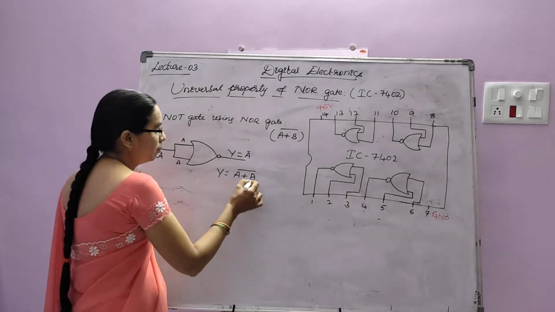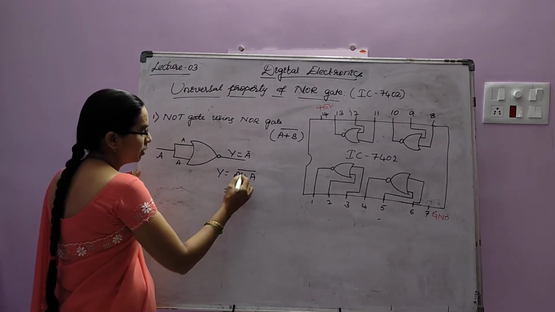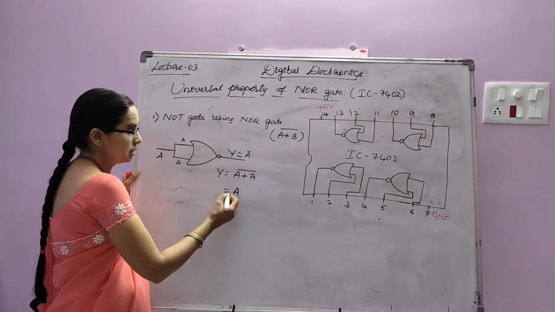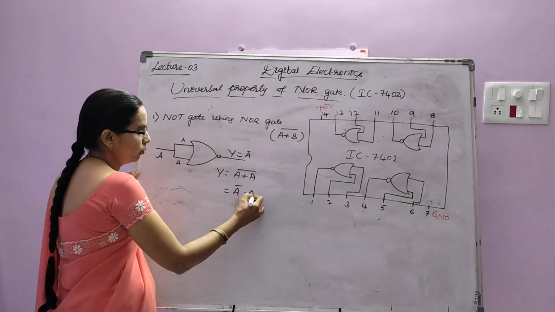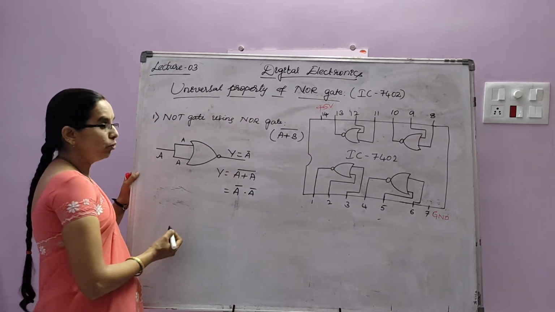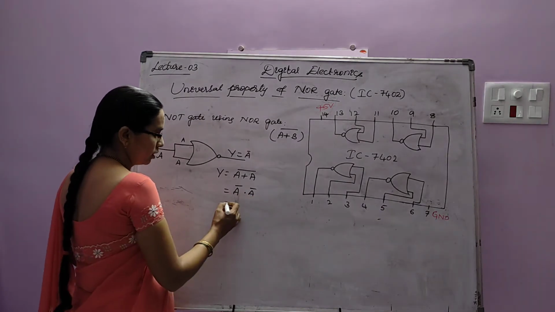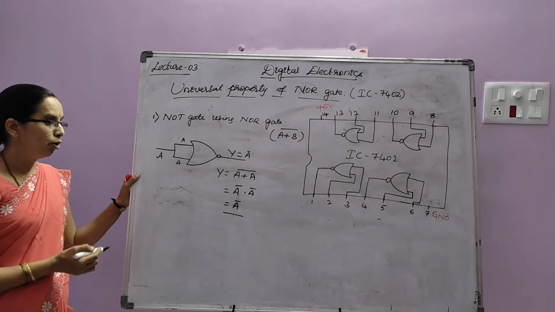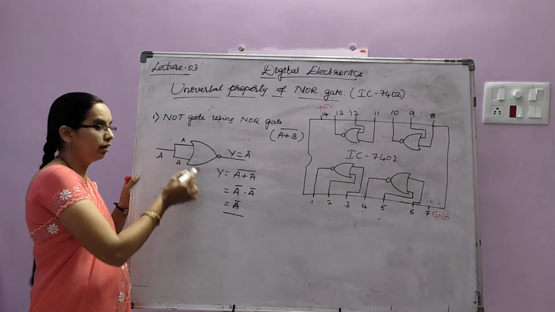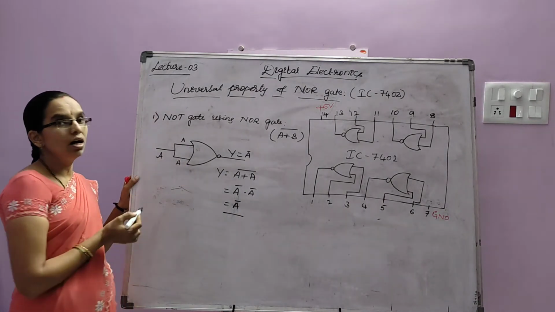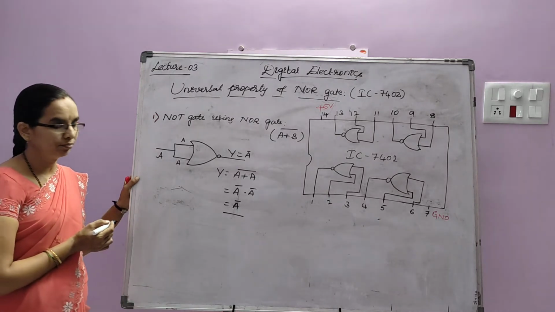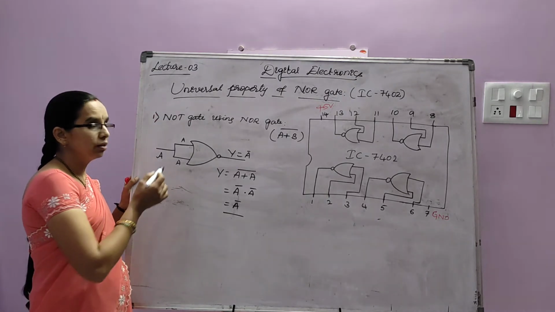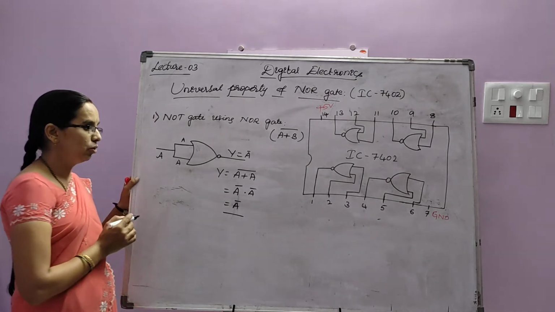So it will be (A plus A) whole bar. If you split this using De Morgan's theorem, A bar into A bar. According to Boolean law, A into A is equal to A. So it will be A bar. The output of this gate will be A bar, which is the output of NOT gate. So this is how we construct the NOT gate using NOR gate.